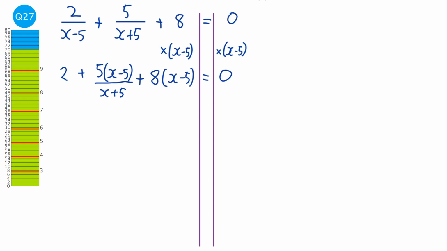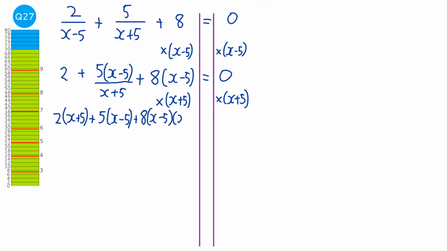Okay, next we're going to times by the x plus 5 to get rid of that fraction, both sides. So this will leave us with 2 brackets x plus 5. That will get rid of this fraction here, and we'll just leave the x minus 5, and then this will become 8 brackets x minus 5 brackets x plus 5. And 0 times anything is just 0.